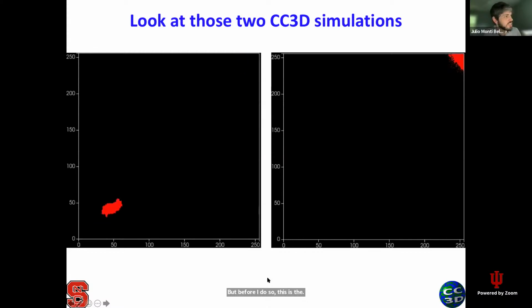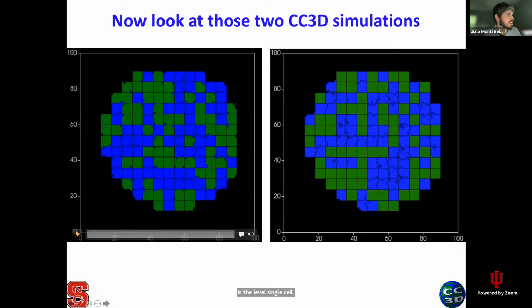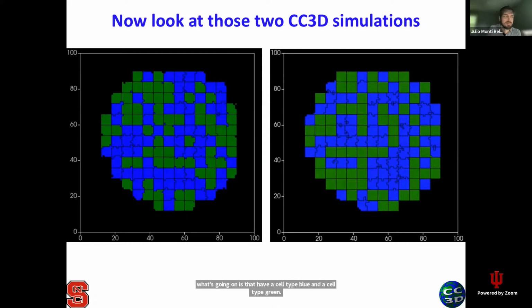Let's look at another example. So this is the single cell level. Let's look at this one. Oh, sorry. So here now you're looking at assembled cells. Okay. And what's going on is that you have a cell type blue and a cell type green, and they have different contact energies, and they want to sort out.